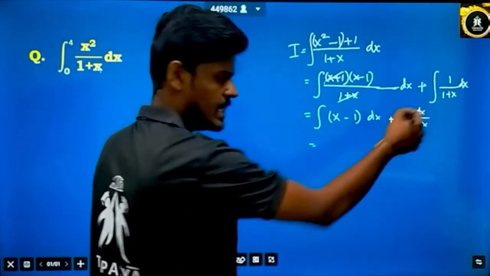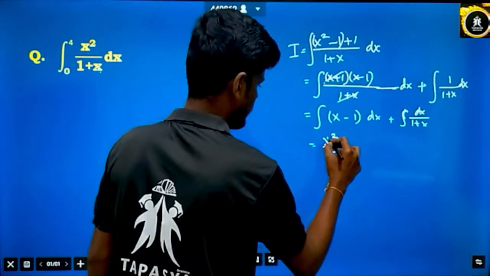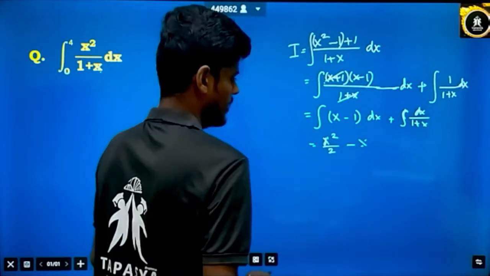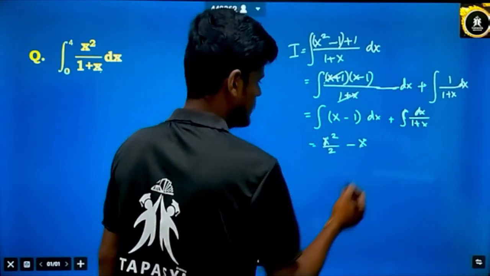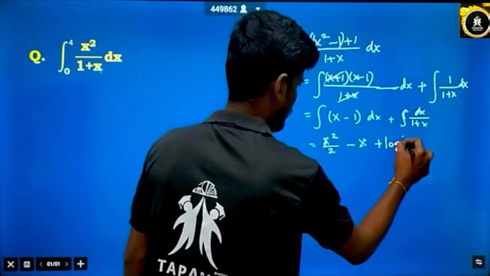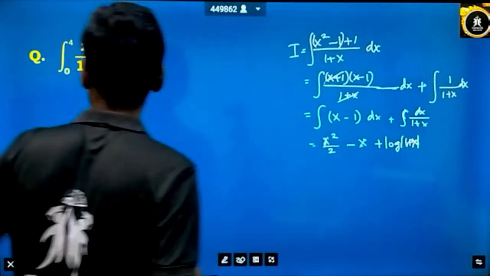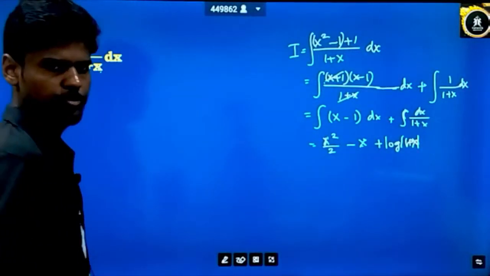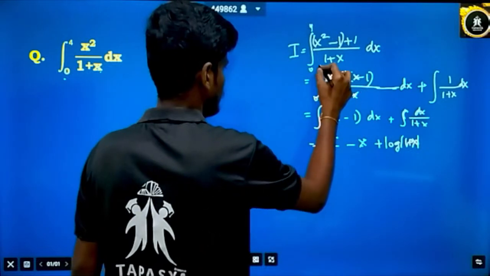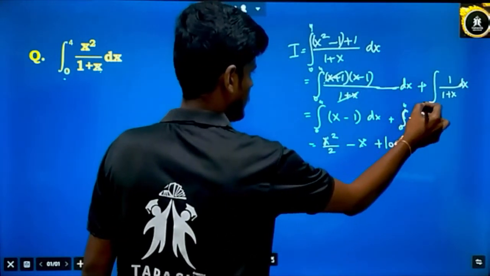What is the answer, students? First one is x square by 2, then minus x, then plus log of mod 1 plus x. Now what is the limit? The limit is given between 0 to 4. So apply the limit 0 to 4.